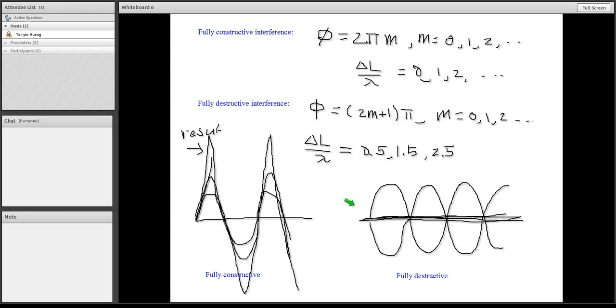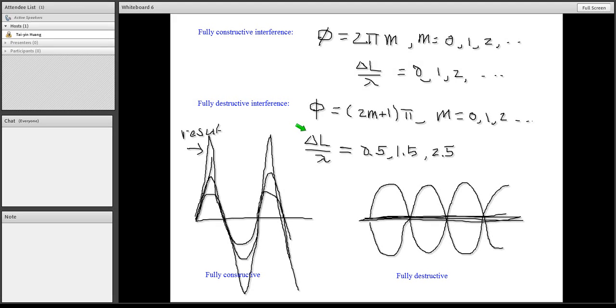Okay, so this is sound cancellation, and it utilizes the fact that they are fully destructive. So what is the condition for them to interfere destructively? The phase difference is equal to an odd integer multiple of pi, so you have 2m plus 1 times pi, where m is 0, 1, 2, 3. In other words, if your phase difference is equal to pi, 3 pi, 5 pi, then they're going to interfere destructively. In terms of the path length difference over the wavelength, it equals 1 half, 3 halves, 5 halves, and so on. So these are the conditions for the waves to interfere destructively or constructively.